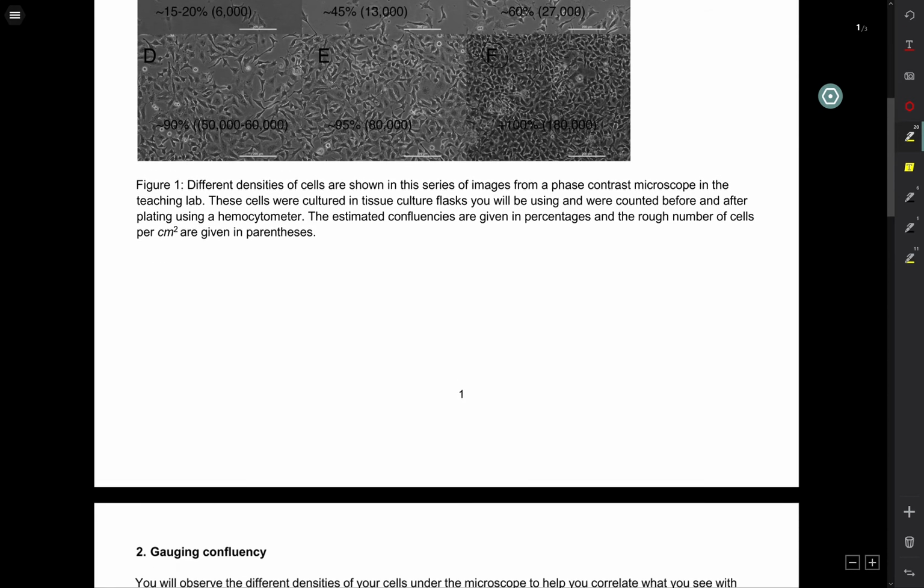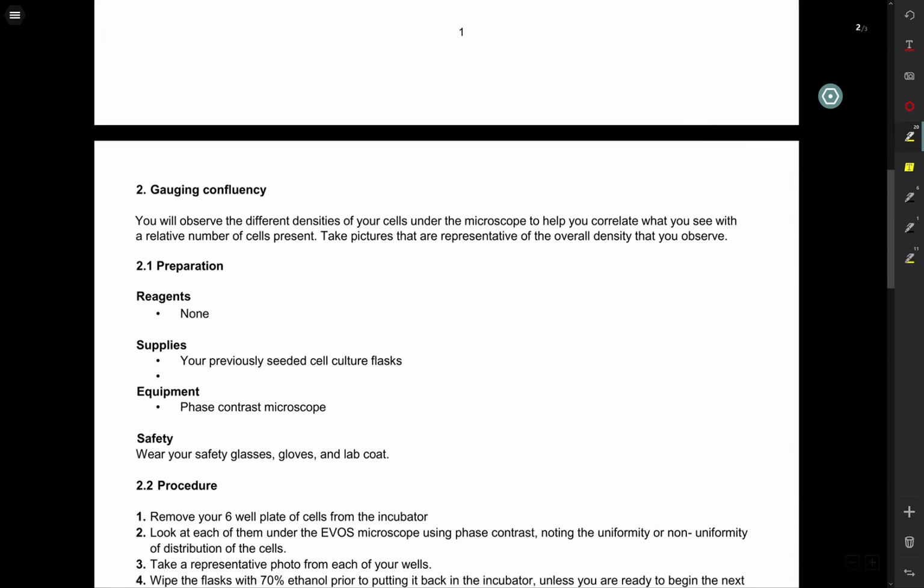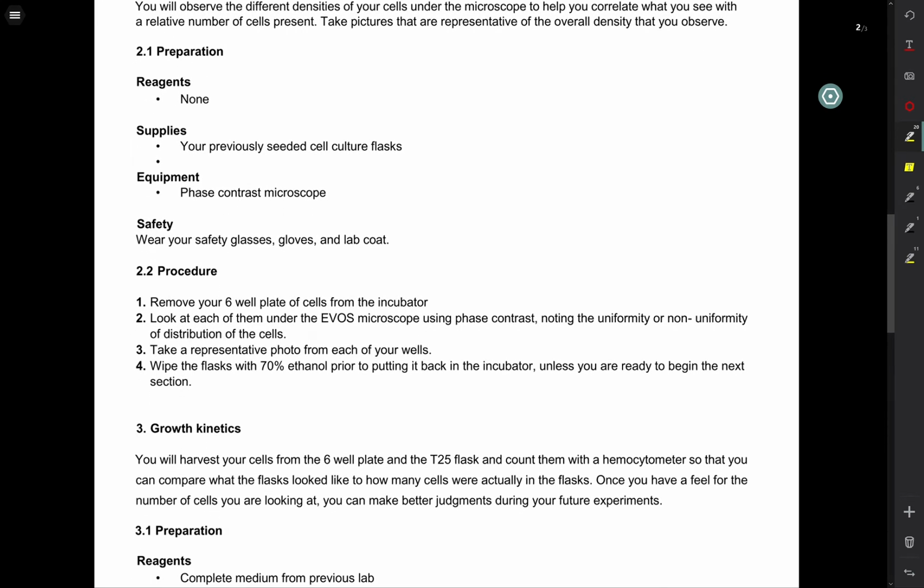Okay, so the procedure today is really simple. You're going to remove your 6-well plate and take a few pictures. You want to take a representative photo from each well, and this is more for your sake so that you have a physical picture to go back to and say, okay, that's what seeding at 5,000 cells per centimeter squared and waiting 2 days looks like.